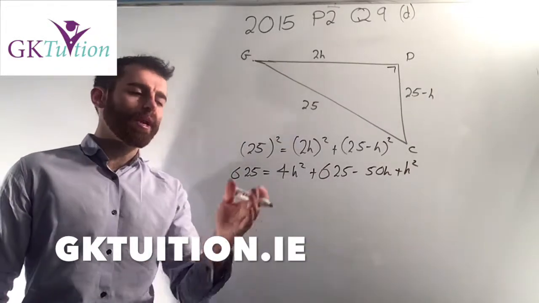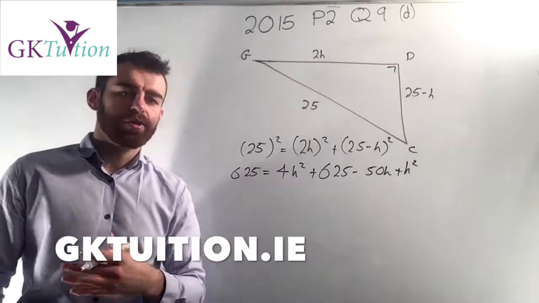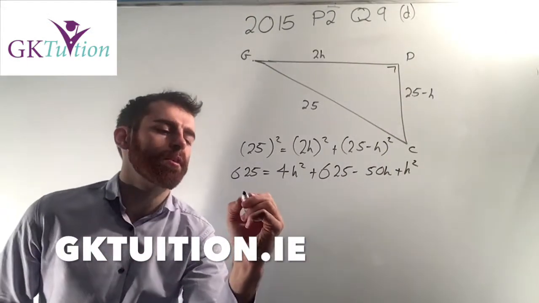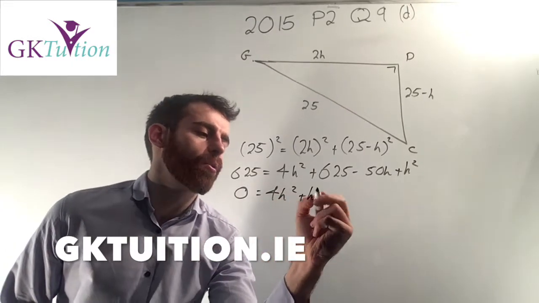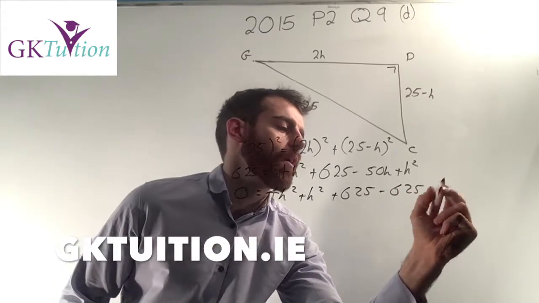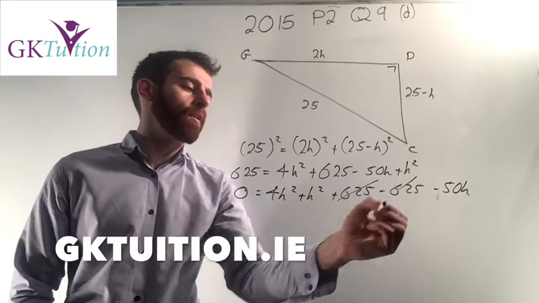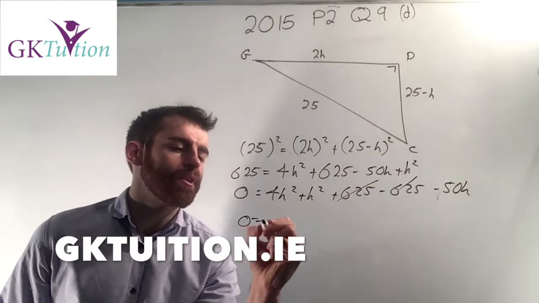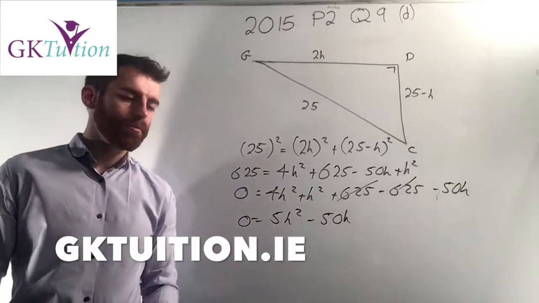At this stage, you should recognize you have an H squared, you have an H, and you have a number. So more than likely, we have a quadratic. So you should probably bring everything to one side this time. So you get 0 equals 4H squared plus H squared. I have 625 minus 625, and then I've got a minus 50H. So obviously my 625s cancel, and I'm actually just left with 0 is equal to 5H squared minus 50H.